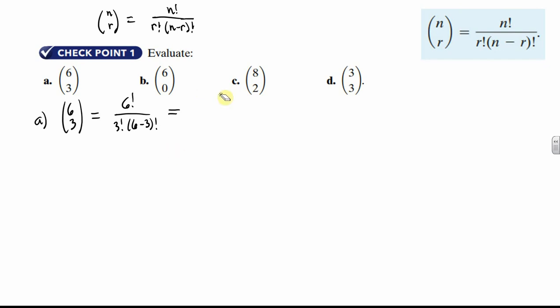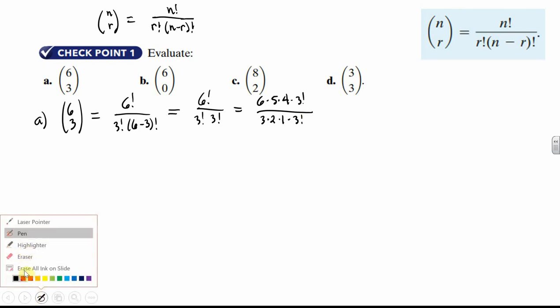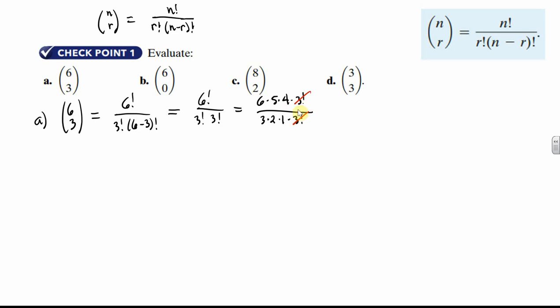So this is 6 factorial. We have the 3 factorial there, and 6 minus 3 factorial, 6 minus 3 is just 3, and then that's factorial. For the 6 factorial, I'm just going to count down 6 times 5 times 4. I'm going to stop at 3 factorial because I have a 3 factorial downstairs. So the 3 factorial divided by 3 factorial cancels out from the top to the bottom. That first 3 factorial, I just expanded that as 3 times 2 times 1.